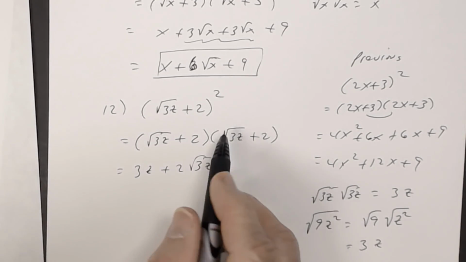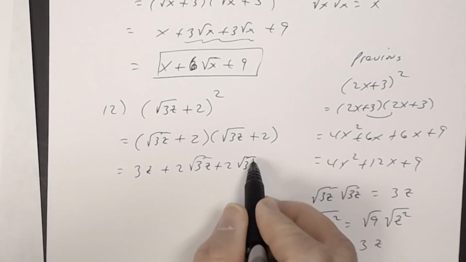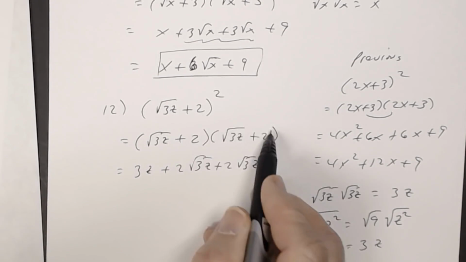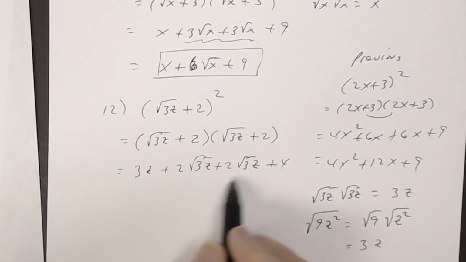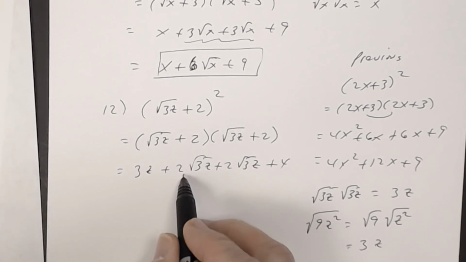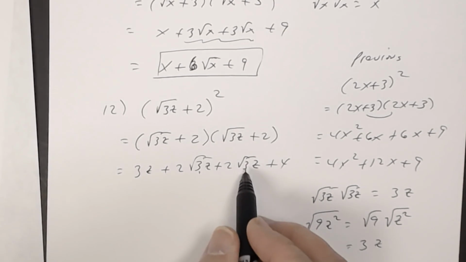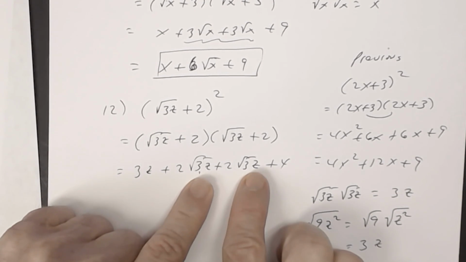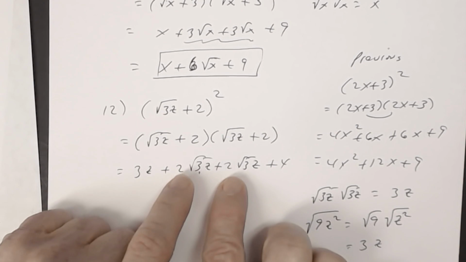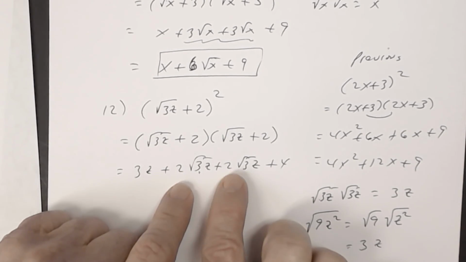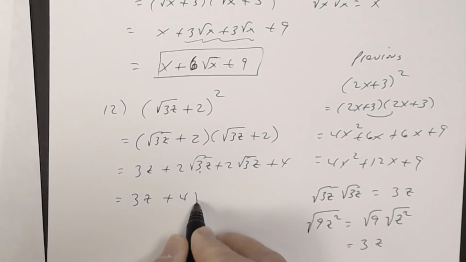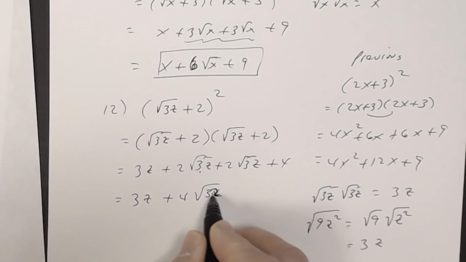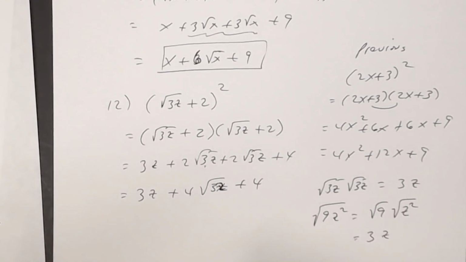The inner is also 2 square root of 3z. And the last, 2 times 2 is 4. So I have those four terms. The 2 in the middle I can combine. 2 square root of 3z's and 2 square root of 3z. See, those are like terms because the radical expression is the same. Square root of 3z, square root of 3z. Okay? So all you do is add their coefficients. 2 plus 2 is 4, so you have 4 of them. So I get 3z plus 4 square root of 3z plus 4. Now, you're done.